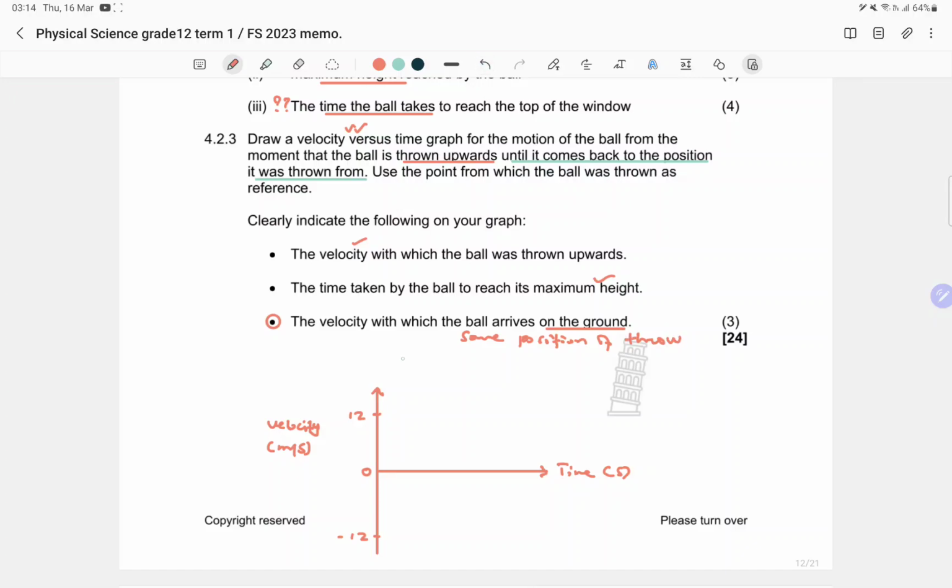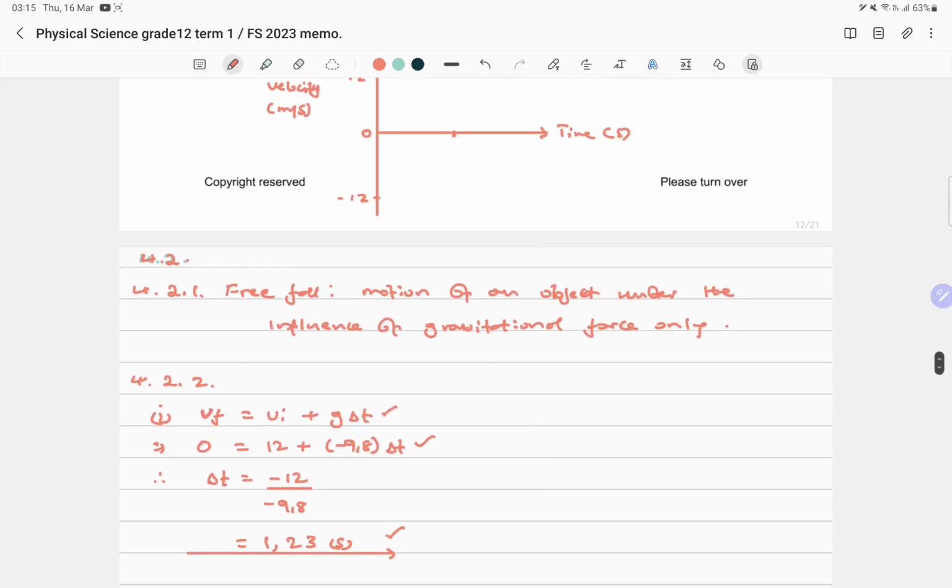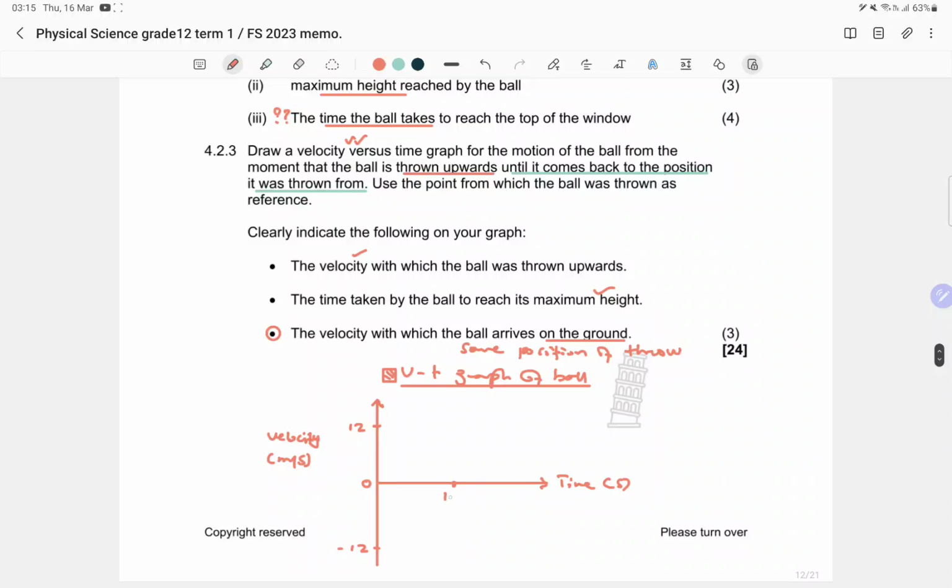Okay, so we can just say this is the velocity time graph of the ball. So always, guys, have a topic or a heading, so to speak, and then label the axis properly and indicate these ones. So we know that the time it took to reach the maximum height, we calculated it to be 1,23 seconds.